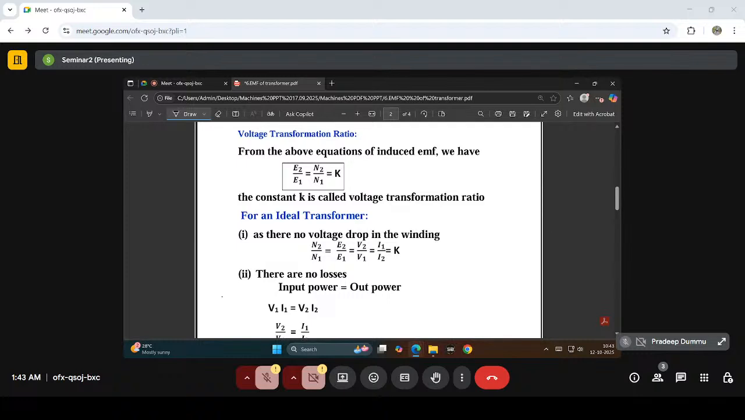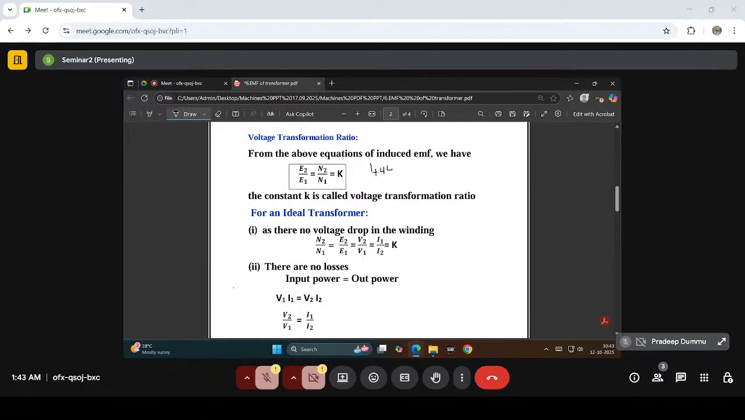What is E2? Formula: 4.44 F into N2 into Fm, by input. E1 is equal to 4.44 F into N1 into Fm. So if you get this cancellation, the answer is N2 by N1. Output by input is called this, you have to remember this formula. E2 by E1 is equal to N2 by N1, called voltage transformation ratio K. This is the formula. Three formulas: E1, E2, K.